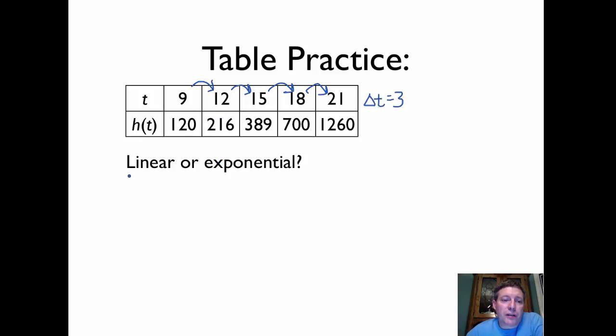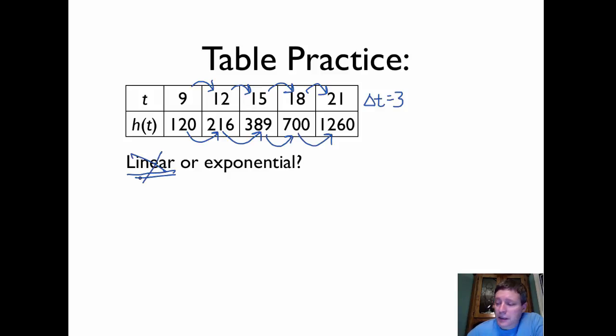So now we want to check linear. Linearness, of course, is a constant rate of change. So this is going up by, looks like 94. But this is going up by over 100. This is going up by several hundred. And this is going up by 560. So clearly, we're not having a constant rate of change. So no, it's not linear.